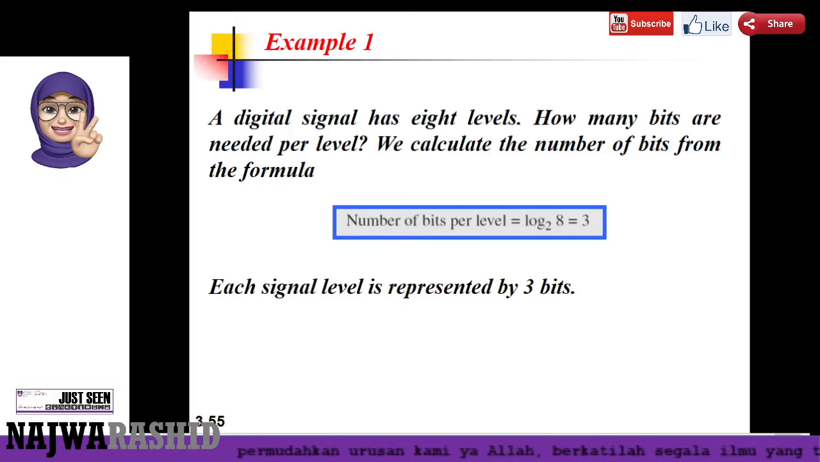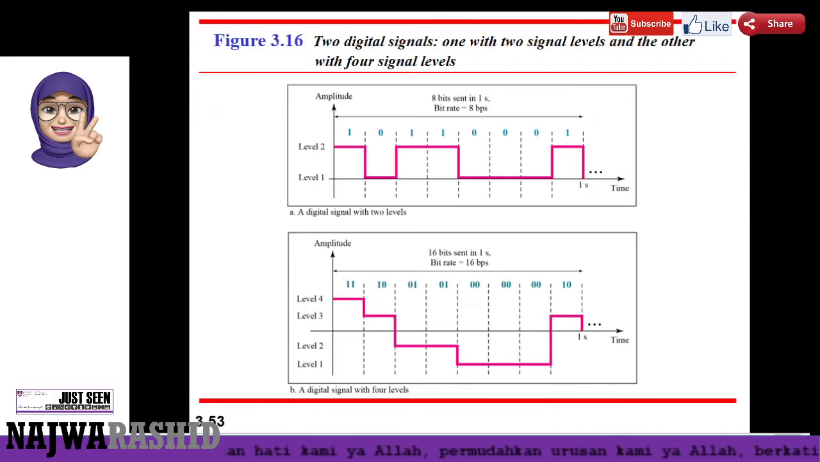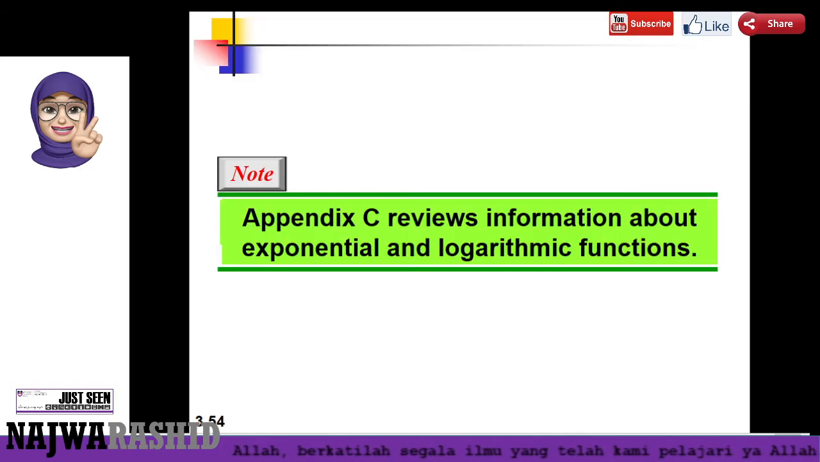Example: let's say a digital signal has 8 levels. How many bits are needed per level? We calculate the bits based on the formula log 8 base 2. The number of bits per level is equal to log base 2 of the number of data levels. In this case, the signal level is 8, so log 8 base 2 equals 3. So 3 is the bits needed per level. That means, based on this graph, bits per level is equal to 3 if we have 8 levels of data signal.